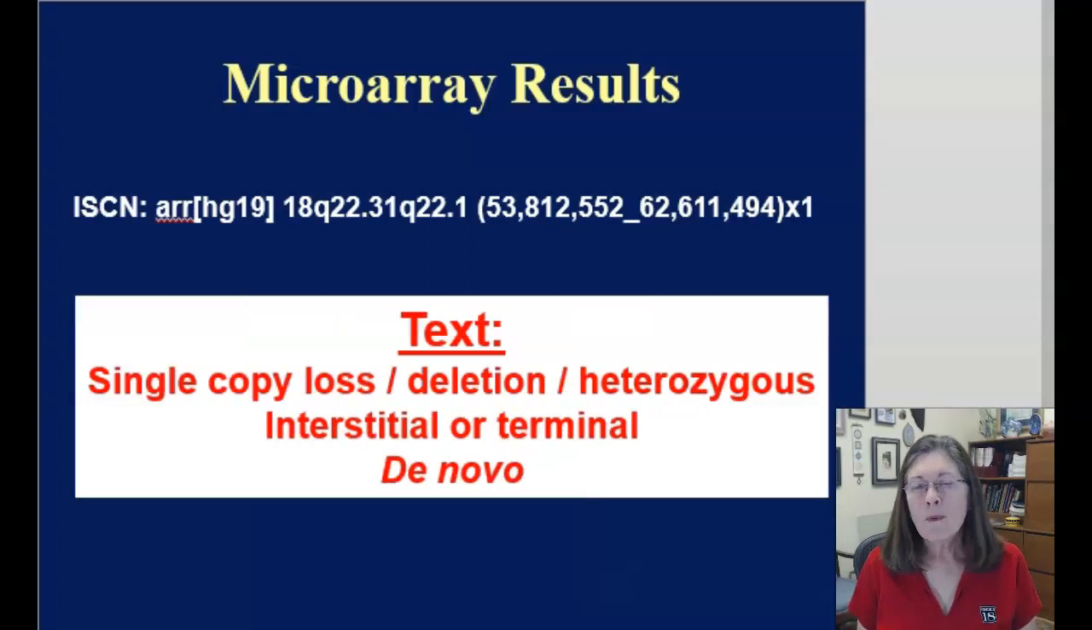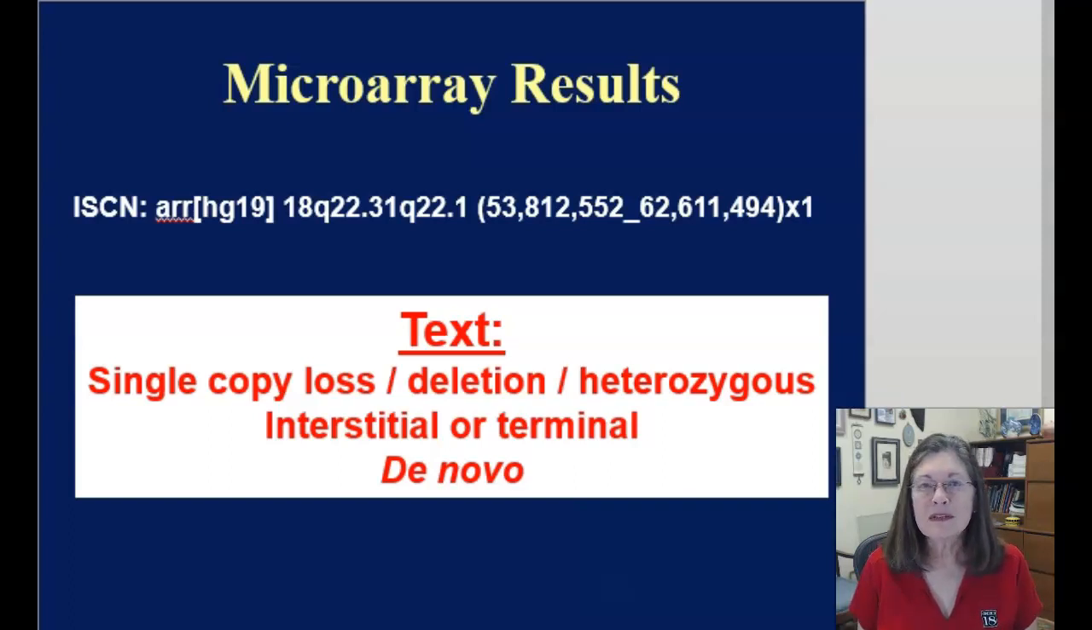Now, what is contained in this line really dictates what's going to be found in the text. And so the things you might see in a text from a report that has this particular line would be something that says a single copy loss, or it might be described as a deletion, or it might be described as heterozygous, meaning one copy and not two has this deletion.